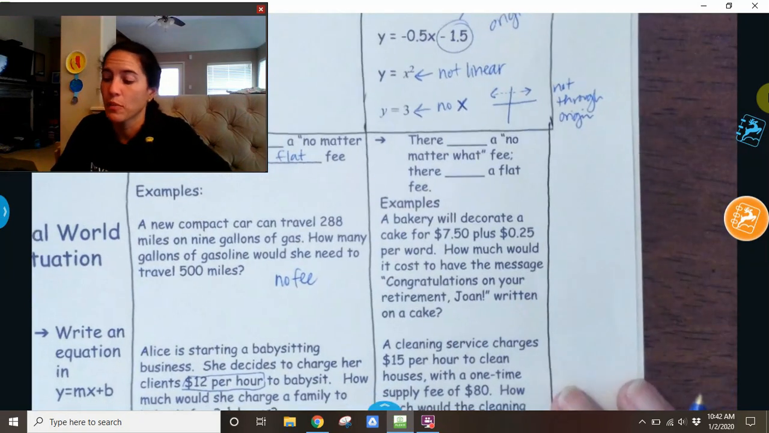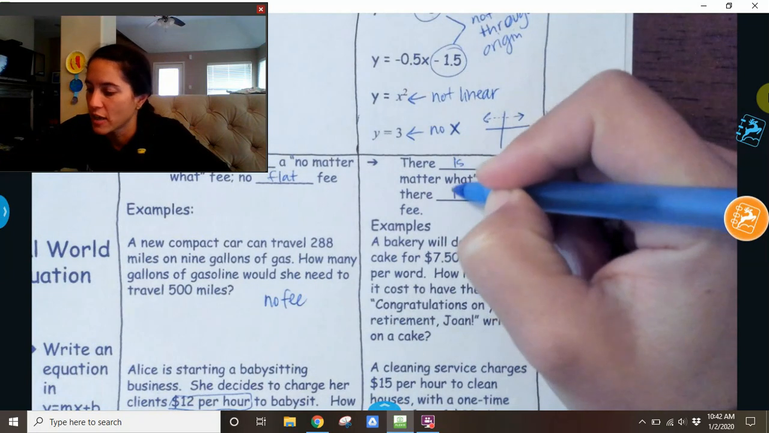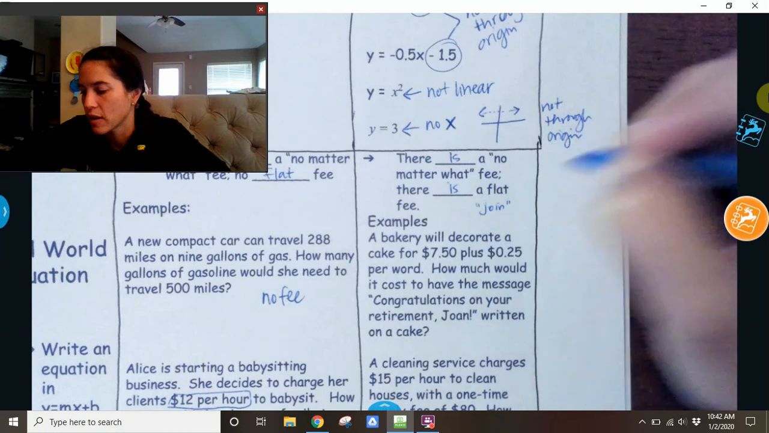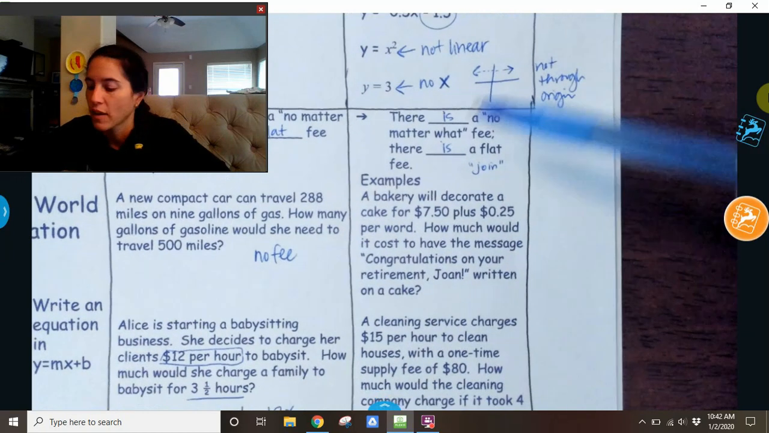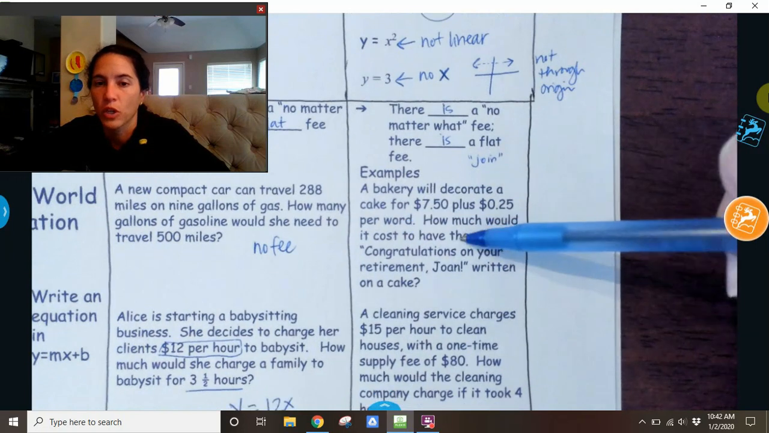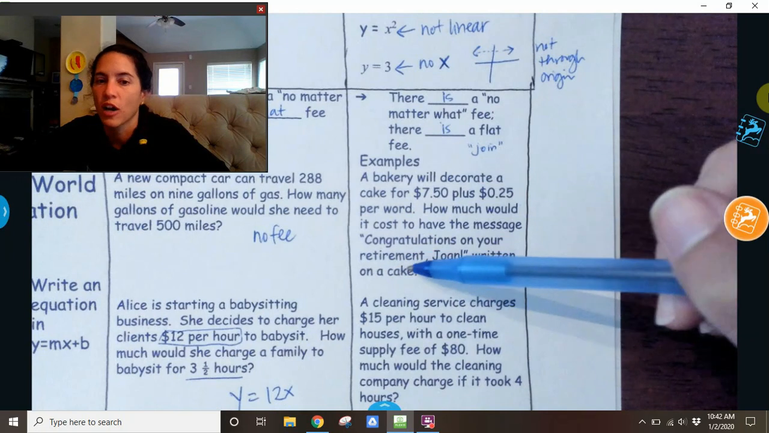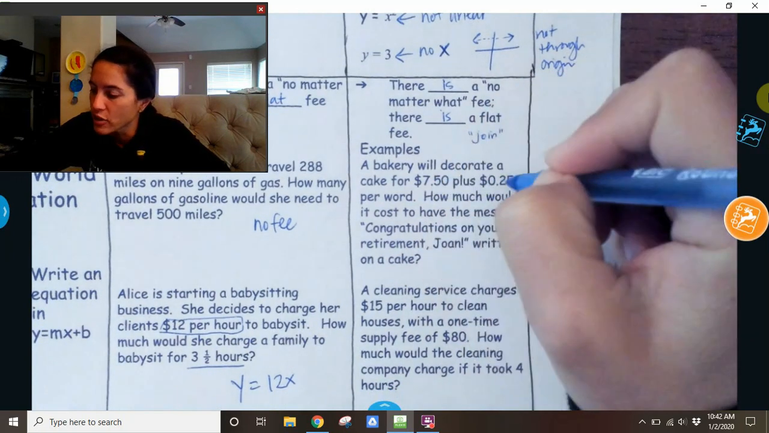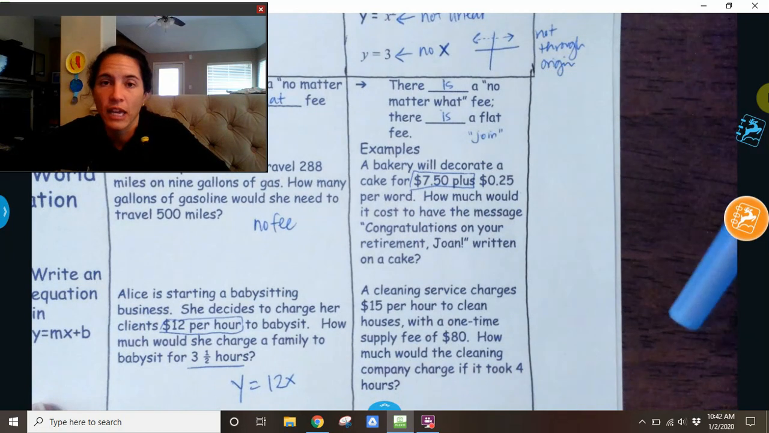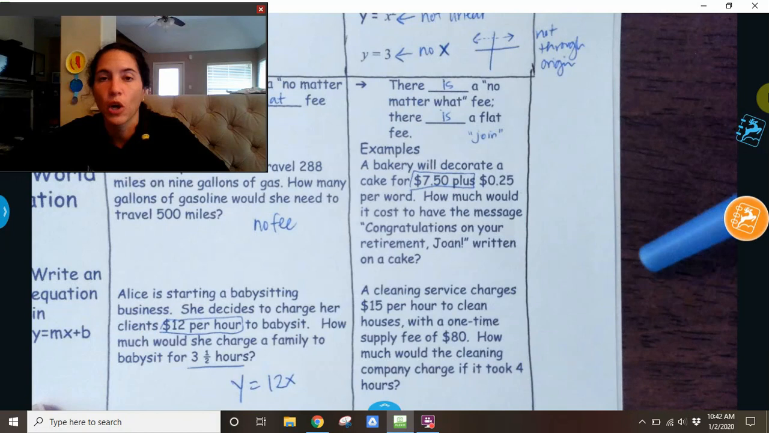Now, if it's non-proportional, there is a no matter what fee. There is a flat fee, kind of like a joining fee or a shipping fee. A bakery will decorate a cake for $7.50 plus 25 cents per word. How much will it cost to have the message, "Congratulations on your retirement, Joan," written on a cake? So here's the important part right here, $7.50 plus. If you want to buy a cake and get it decorated, you have to pay $7.50. Then you have to pay 25 cents per word.